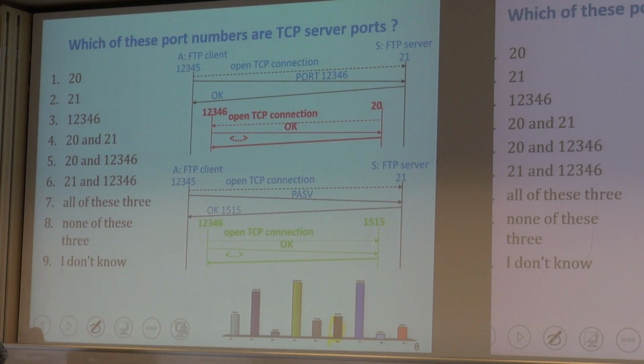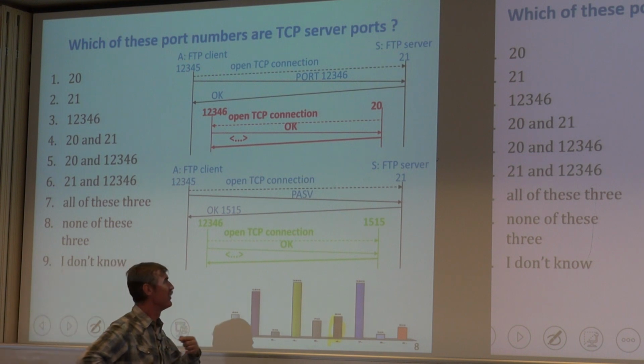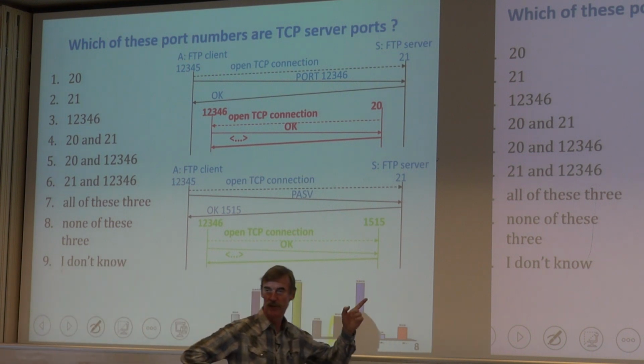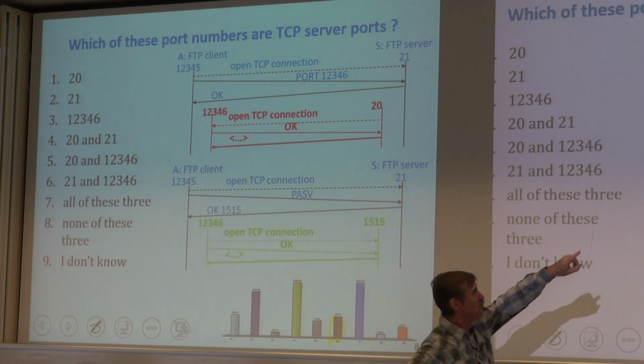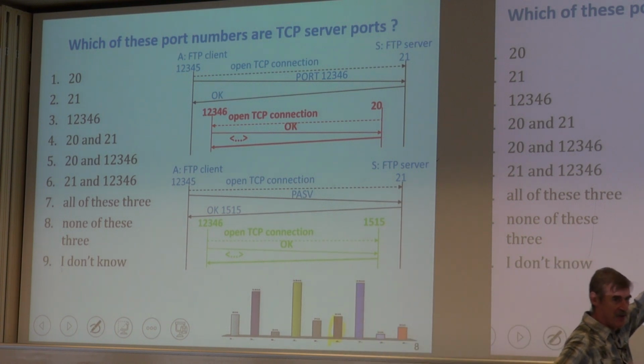A TCP server port is a port on which we listen and wait for TCP SYN packets to arrive. If you look at port 20, which is reserved for FTP, it's not waiting for a SYN. It's waiting for a SYN ACK. Right? So the connection is opened from the FTP server side, and the server port in that instance is, in fact, 12346.